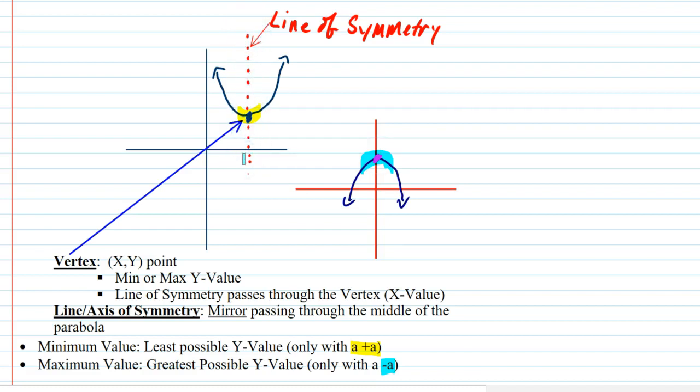The line of symmetry is the line that goes directly through the middle of your graph. What that does is it creates a mirror image. Now if this was drawn perfectly on a computer, then you would see that the distance from the line of symmetry to the right and the distance to the left are the exact same. No matter where you are on the graph, it's always going to be the exact same. It's a mirror image. The axis of symmetry goes directly through the vertex.